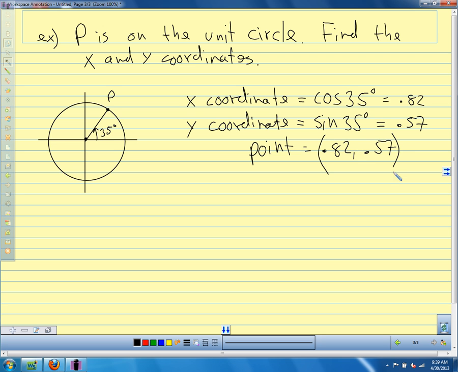Find the sine of the angle for the y coordinate, the cosine of the angle for the x coordinate. That's all we have to do. So put in your calculator, you just hit the cosine button and then type in 35. And that's your answer? Yep, just plug in cosine in your calculator. Cosine of 35 equals, and that's your x coordinate. Sine of 35 equals, and that's your y coordinate.